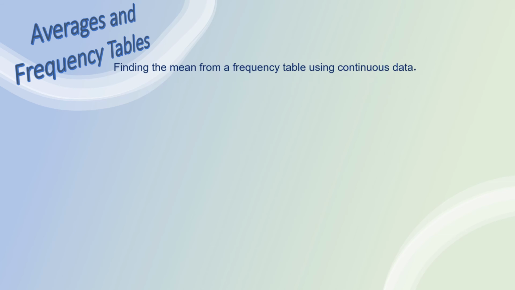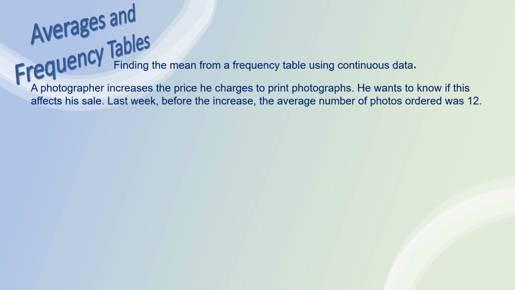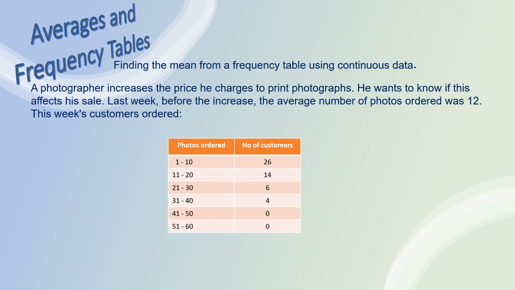data called continuous data. Finding the mean from a frequency table using continuous data. Okay, so have a look at this question. A photographer increases the price he charges to print photographs. He wants to know if this affects his sales. Last week, before the increase, the average number of photos ordered was 12. So his average last week was 12. Okay, right, and this week the customer ordered, and you can see here a list of the photographs that the customer ordered and how many ordered. And we have to then create the mean from this table and compare it to this number here to see if it's gone up or down. Okay, you want to know if it's increased or decreased.